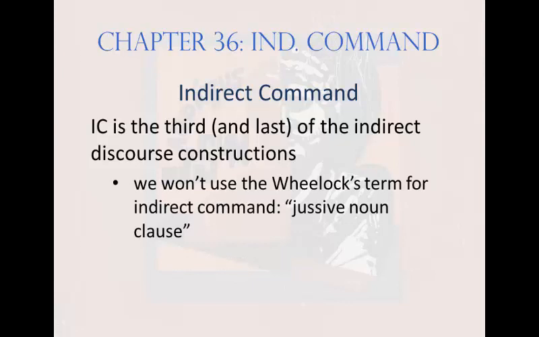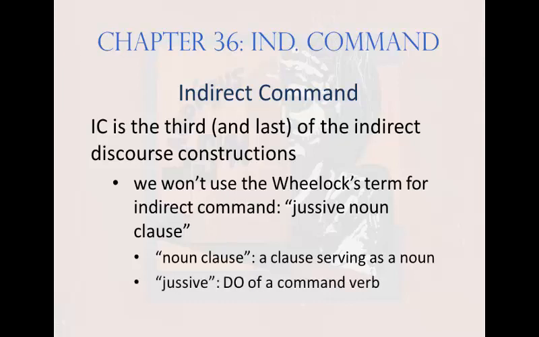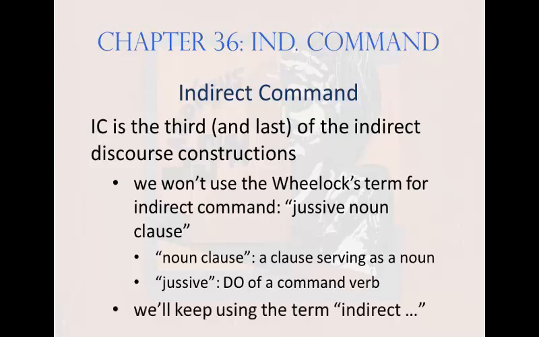The term Wheelock uses, jussive noun clauses, is not incorrect. A noun clause is a clause taking the place of a noun, which is what the clause we're about to study is. And jussive means having to do with a command. So a jussive noun clause is a clause that takes the place of the direct object of a verb meaning command. But jussive noun clause seems out of place when we've called both its sister constructions indirect something or other. Consistency argues for indirect command.